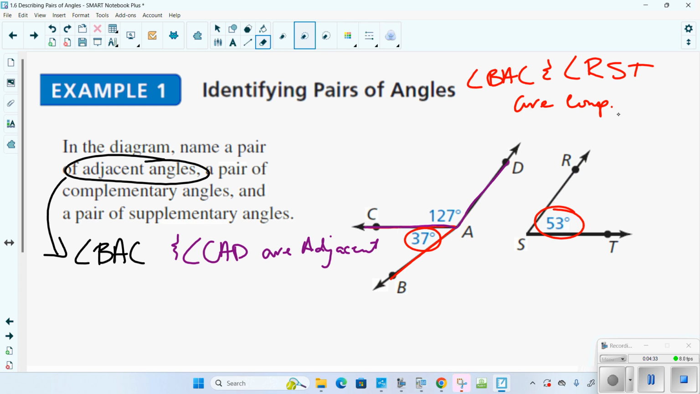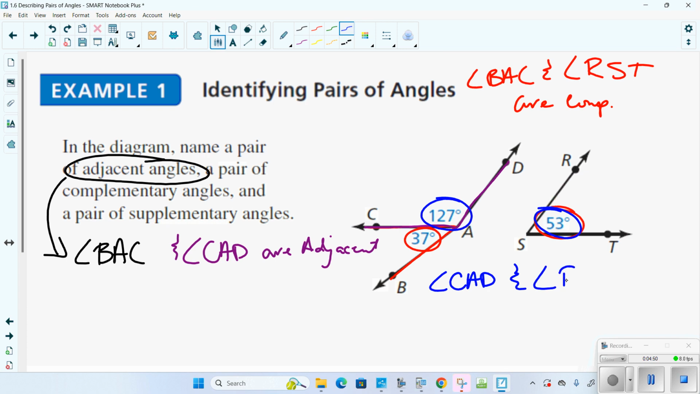Next one, I want two angles that are supplementary. Supplementary means adds up to 180. So 127 and 53 add up to 180. So angle CAD and angle RST are supplementary. And again, I abbreviated there.